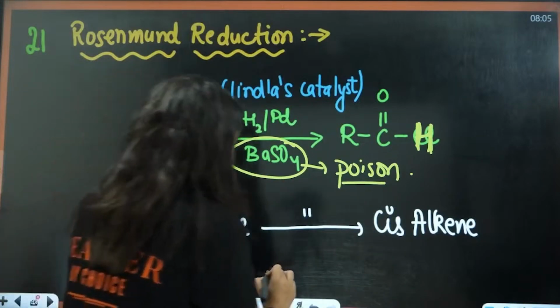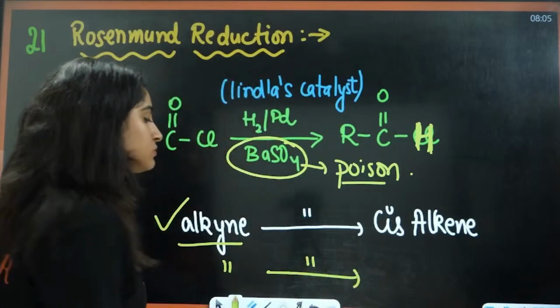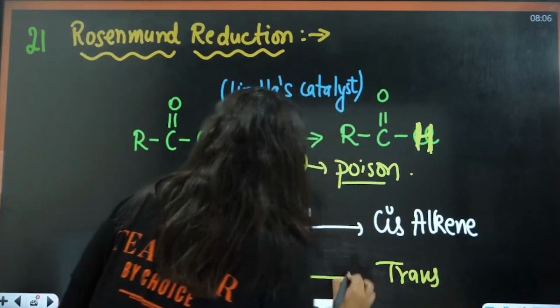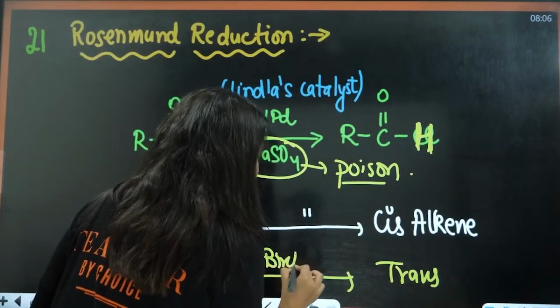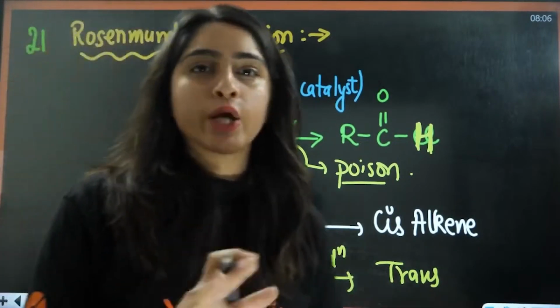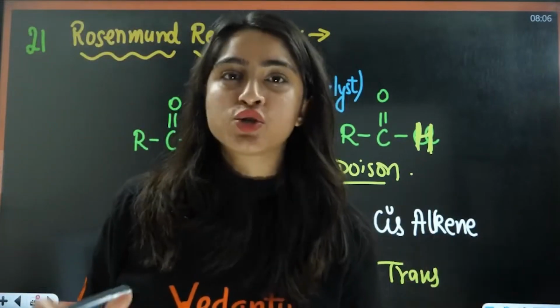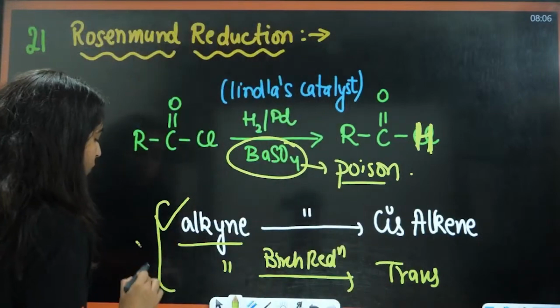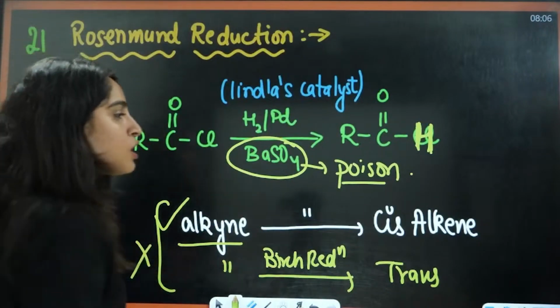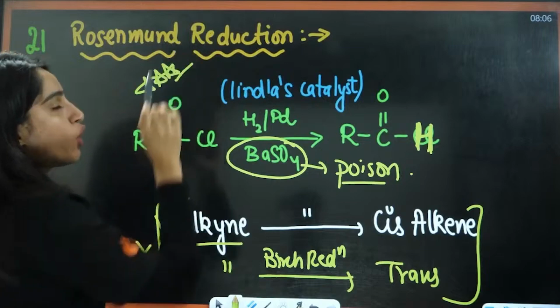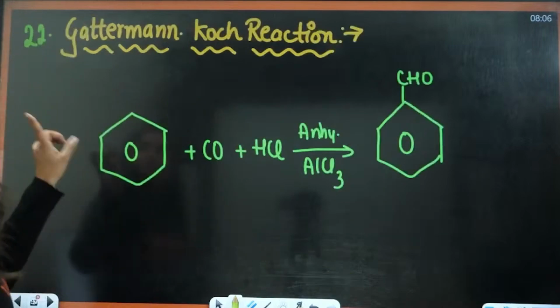If you want to convert alkyne to trans-alkene, in that case you will do the Birch reduction here. Birch reduction, that is liquid ammonia and a metal, that is Na or lithium, right? Okay, these two are not important for your 12th exam, so you can leave them, but this is important for your 12th exam, right?